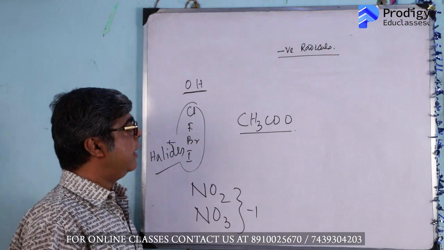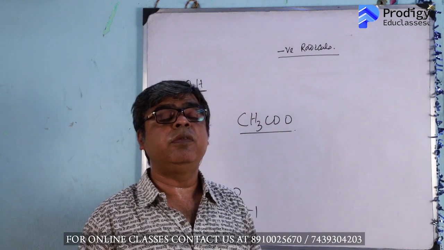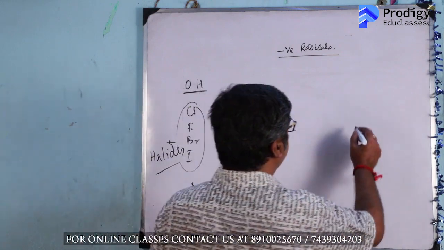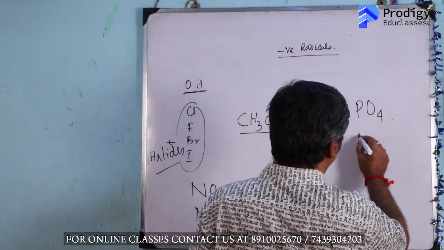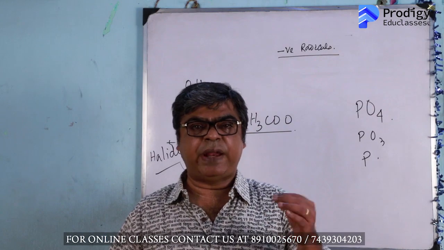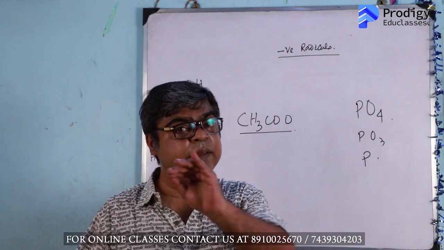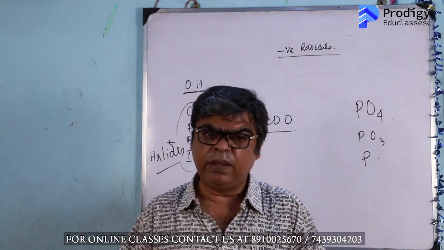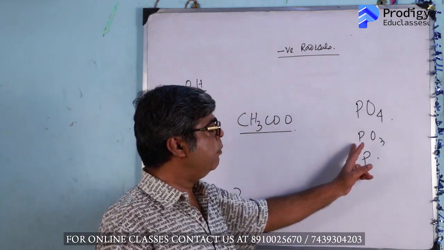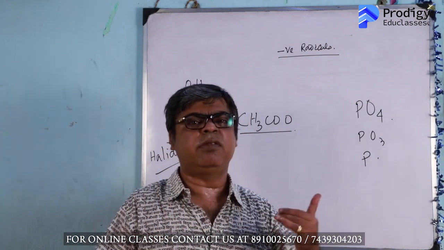Okay. And other than lead compounds, any negative radical beginning with P must have valency 3. Suppose phosphate, PO4, PO3 phosphite. What did I say? Any negative radical beginning with the letter P, but other than lead compounds. Lead compounds also begin with P, isn't it? Pb means lead. So PO4 phosphate, valency 3, PO3 valency 3. So these are some shortcut processes to remember the valencies of these substances.